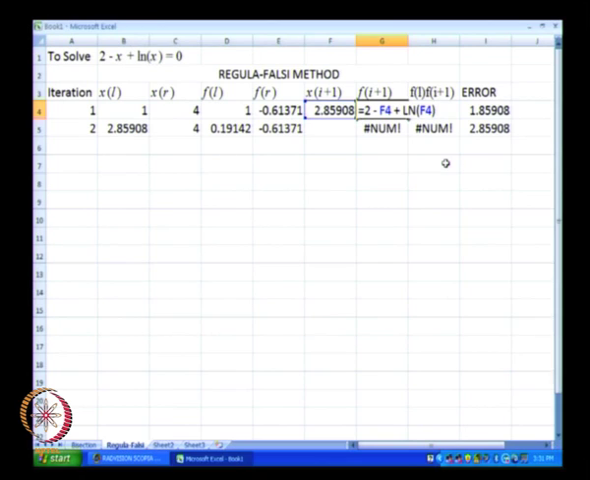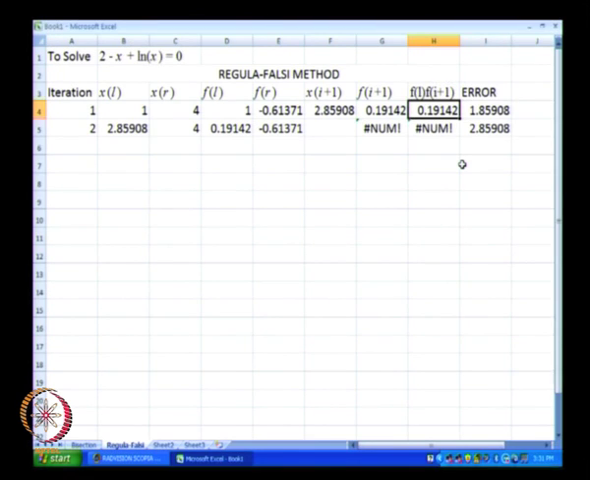Remember, when I was showing it on the board, all we did was replace the way in the second step, the way we compute x of i plus 1 given xl and xr. That is the only thing that changes. So f of i plus 1 is nothing but 2 minus x of i plus 1 plus ln of x of i plus 1. Okay, we get the product f of l multiplied by f of i plus 1.